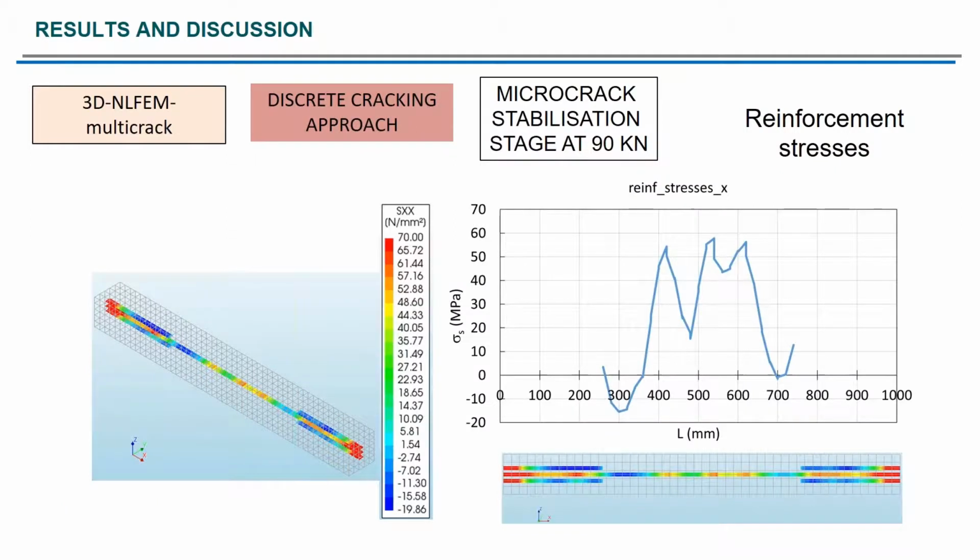And to end this detailed analysis of the microcrack stabilization stage at 90 kilonewtons, I'm showing the distribution of longitudinal stresses in the reinforcement bar. Similar to what happened in the previous slide, it is interesting to see that there is not a uniform distribution of longitudinal stresses. There are certain peaks. This slide and the previous one support the idea that there are areas along the specimen that are more damaged or cracked than others.